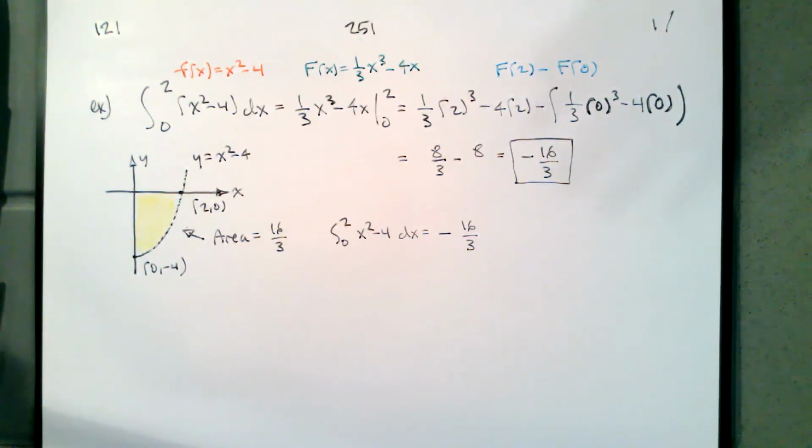So some things that we recognize from this problem. This function, x squared minus 4, was negative on the interval from 0 to 2. So when the definite integral was calculated, we got a negative 16/3. The area bounded by the graph of the function, the x-axis and the y-axis, is 16/3, but the definite integral will report that as negative.